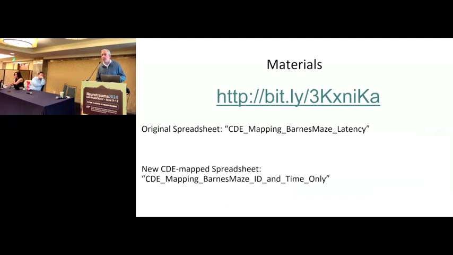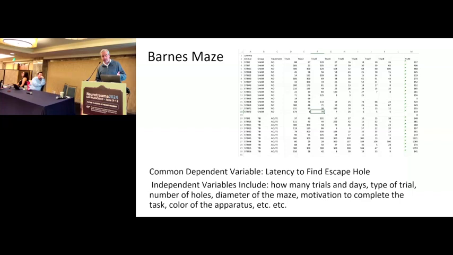So again, these are the two spreadsheets we want. Hopefully everybody's able to get in there and find these. One you've seen already. It looks like this, right? We have this spreadsheet that has latency up here. We have our animal name, what groups they're in and their treatment. And then we have these 8 trials. This was basically our latency to find that escape hole.